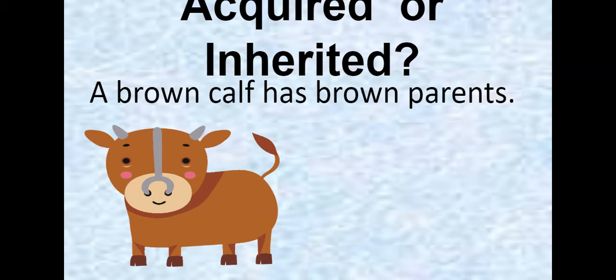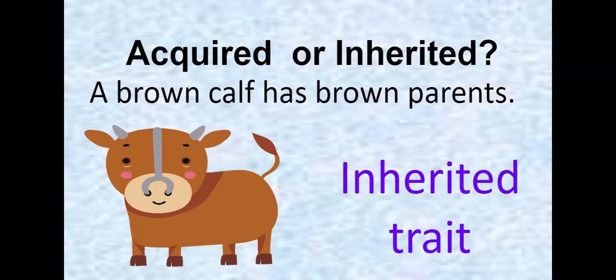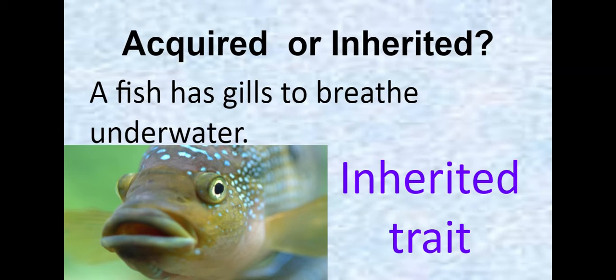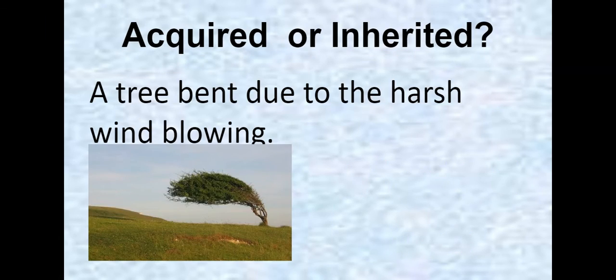A brown calf has brown parents. Is that acquired or inherited? It is inherited. A fish has gills to breathe underwater. That is inherited. A tree bent. You see how that tree is bent? And that tree is bent due to winds, harsh winds blowing. Is that acquired or inherited?